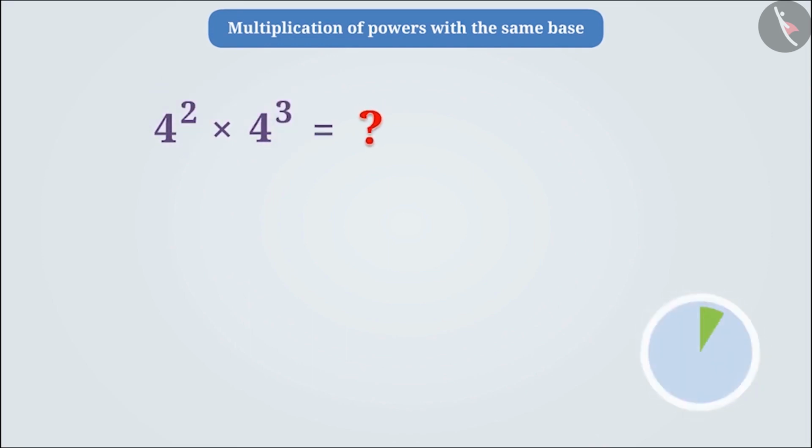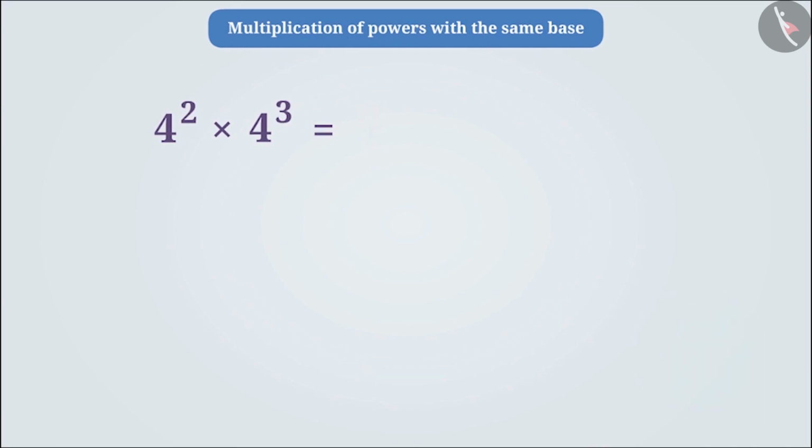Let us learn about the law of multiplication of powers that have the same base. Suppose we have to multiply two equal base powers, such as 4 square into 4 cube. Can you tell us how to do it? Think of it.